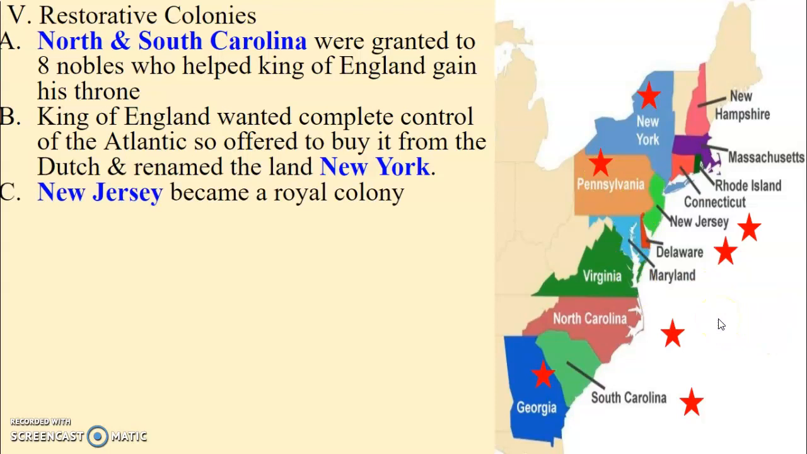New Jersey became a royal colony. So the king is starting to get more and more control of these colonies that are rising.